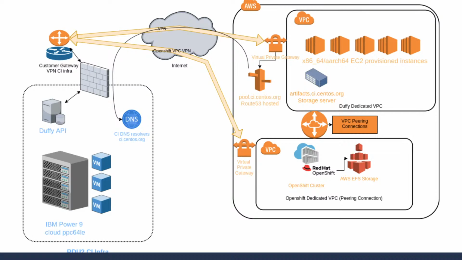One architecture, PPC64LE. We have some SIGs relying on PPC64LE, clearly, because they want to test it. And it's not possible to test in AWS because they don't support that architecture. It's as simple as that.